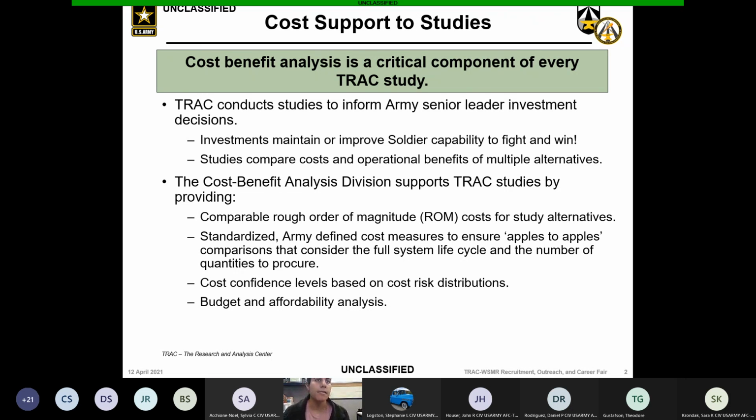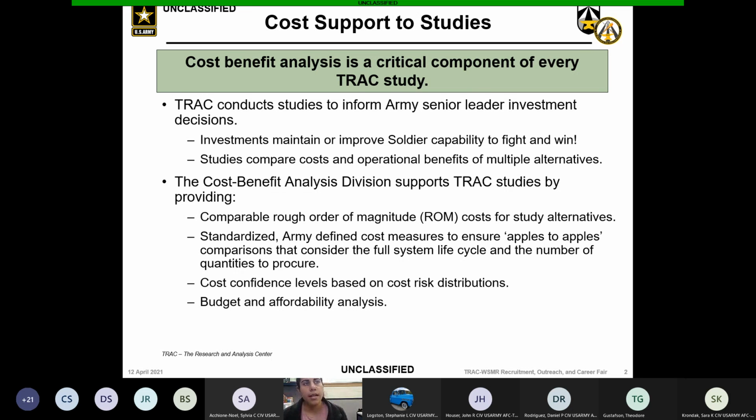In the cost benefit analysis division, there are different types of cost we do, and that really depends on our timeline and what exactly we're looking at. One of the different costs we can do is a ROM estimate. Like I said, a lot of what we look at is the future, so we don't know what something's going to cost, but we can estimate it. I'll go over some examples of that later in this presentation as well.